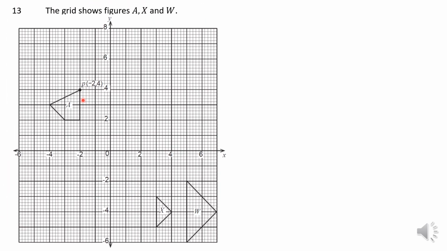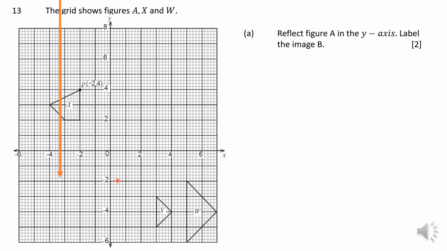The grid shows figures A, X, and W. You're supposed to reflect this particular figure in the y-axis. So let me bring that line here. The y-axis is here, so we're going to reflect it. You see that this particular point is 2 units, so I'm going to put it here as well. This particular point is 1, 2, 3 units, so I'm going to go again 1, 2, 3, and so on.